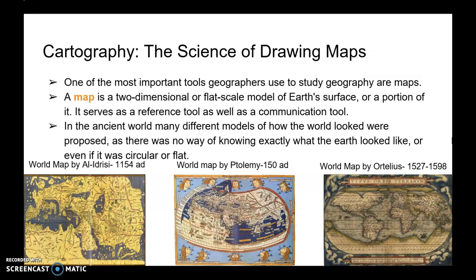In the ancient world, many different models of how the world looked were proposed, as there was no way of knowing exactly what the Earth looked like or even if it was circular or flat. We're going to take a look at some of the earliest maps on record.